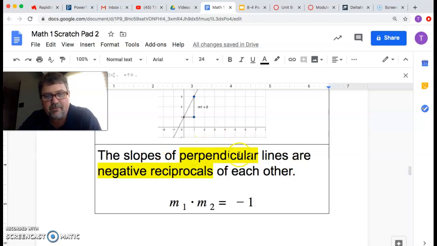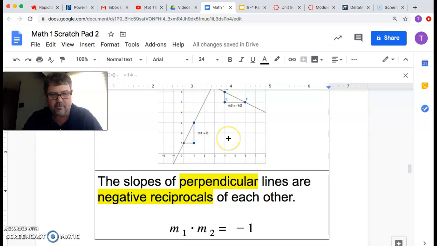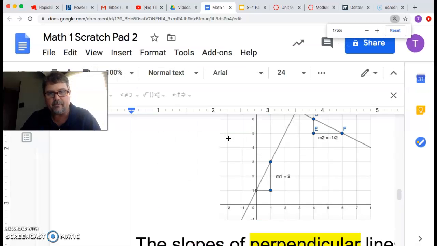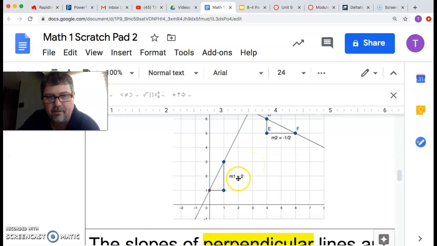When they say negative reciprocal, you just take the number you're looking at, let me zoom in a little bit if I can. Yeah, so you just take the number you're looking at here, like this one. If it's 2, the negative reciprocal of 2 is negative 1 half. Flip it, change the sign. So if someone gave you a slope of negative 1 half and asked what would be the slope of a line perpendicular to an equation like y equals negative 1 half x plus 3, you flip it, that 1 half becomes 2 over 1, and change the sign.